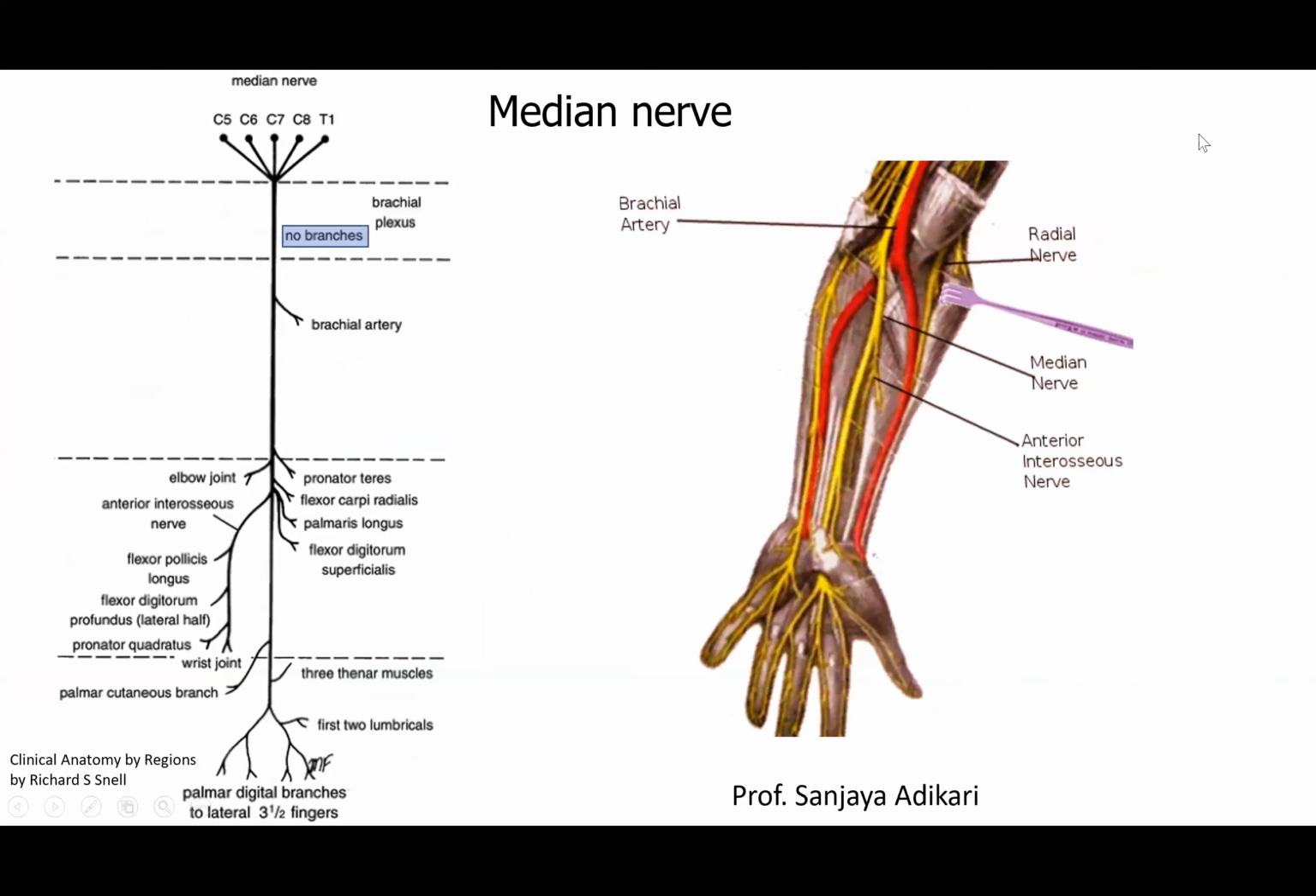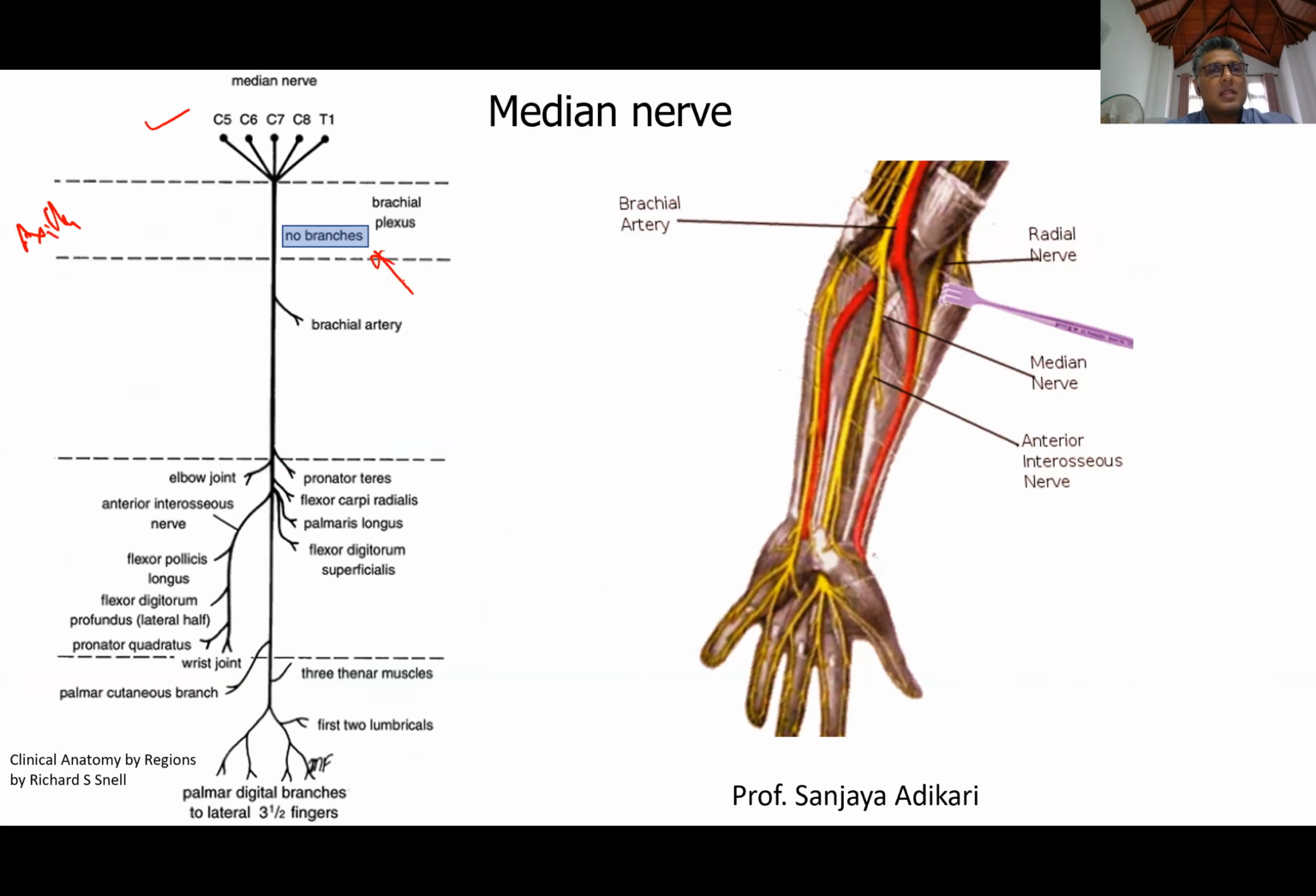Okay, then a few things about the median nerve. Now that we have discussed the other nerves, again the median nerve, all segments of the brachial plexus are carried in the median nerve as well as in the radial nerve. And the important point is that in the axilla, so this is axilla, in the axilla there are no branches. Okay, there are no branches given from the median nerve in the axilla. Then this is the arm or upper arm, whatever you call it.